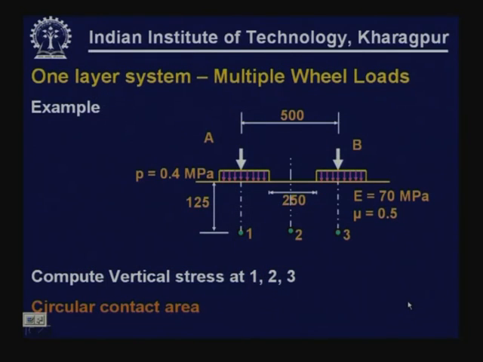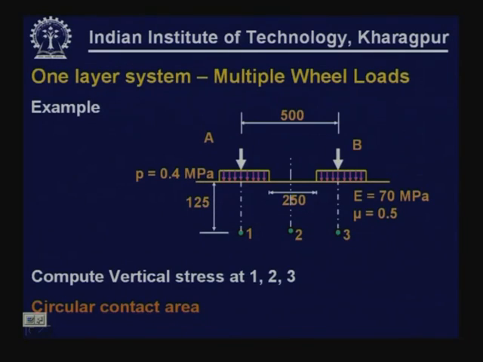Here we again have a similar example, calculation of stresses due to multiple wheel loads. Here I have considered a dual wheel system. There are two wheel loads separated by a distance of 500 millimeters. Contact pressure is 0.4 MPa. We are trying to calculate stresses at a depth of 125 millimeters. The distance between the two wheel loads is also given.